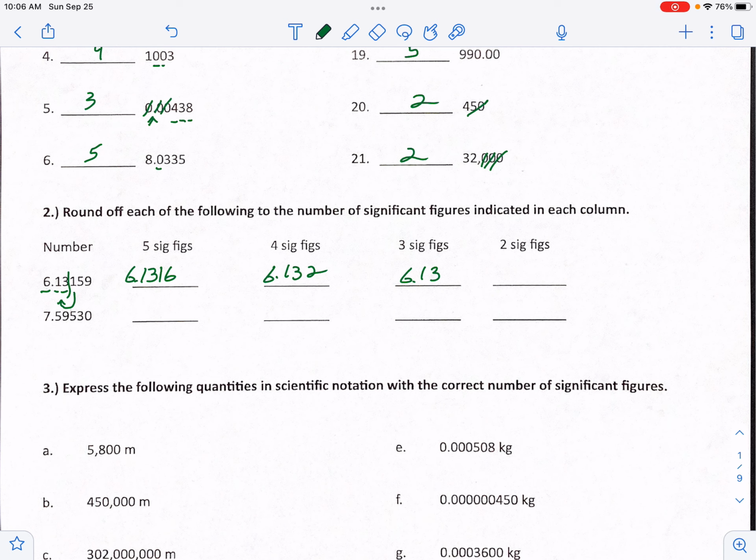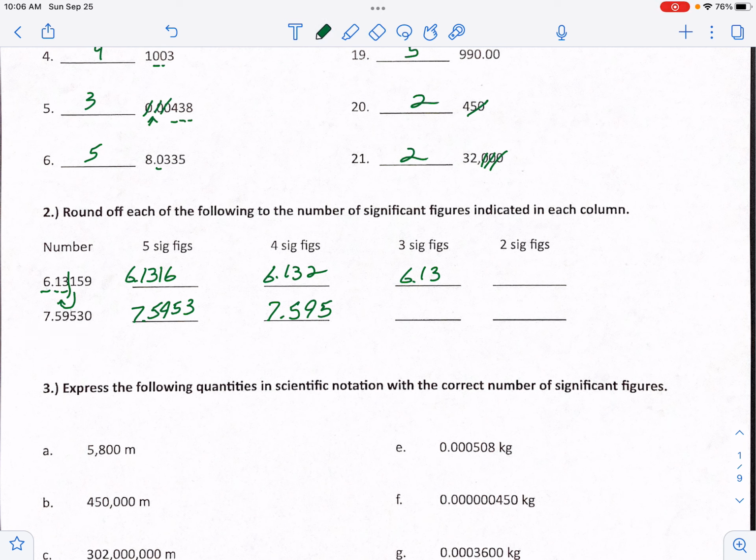Okay, let's jump down to the next one because I want you to see this one because it deals with a 0 involved. If we look at 7.59530 and I want 5 sig figs, I'm going to count 1, 2, 3, 4, 5, draw my line. That is not going to round up, so it's just going to be 7.5953. Let's clear this up. Let's do 4 sig figs. I'm going to count 1, 2, 3, 4, draw my line. Nothing's going to happen, so it's just going to be 7.595.